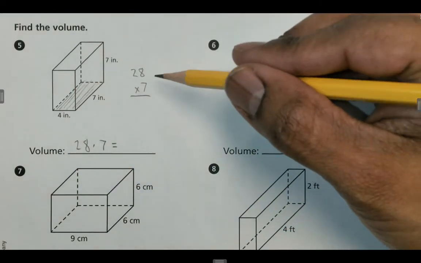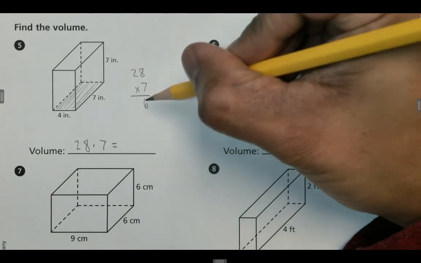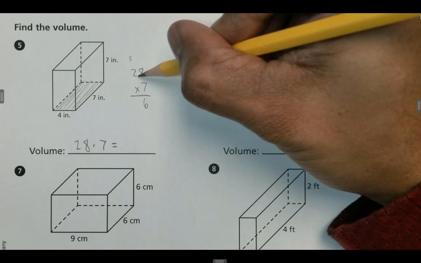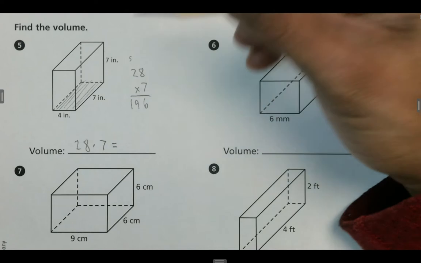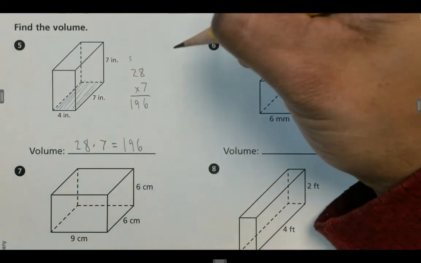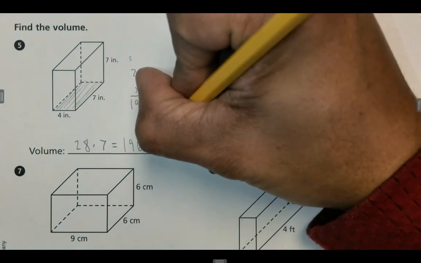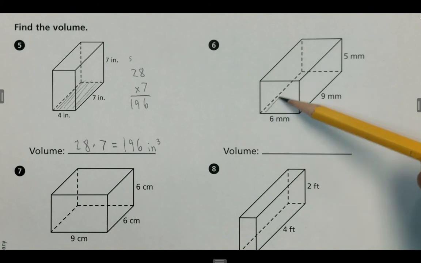And let's calculate that out. 7 times 8 is 56. 6 comes down, 5 gets carried. 7 times 2 is 14, plus the 5 is 19. And let's remember to put in our unit of measure, which in this case would be cubic inches. 196 cubic inches.